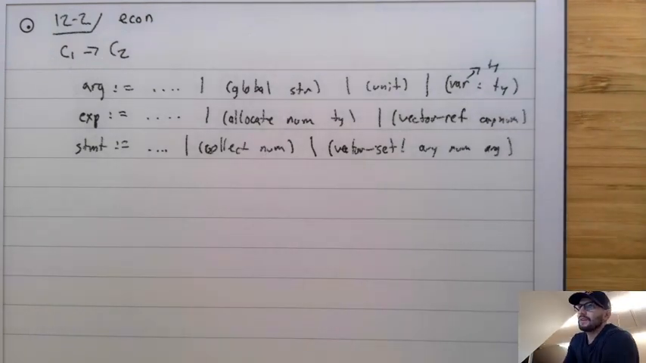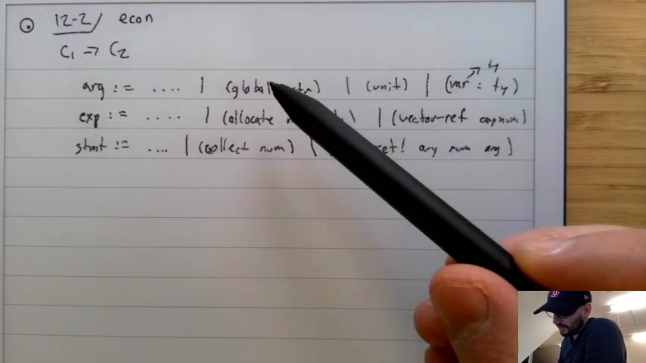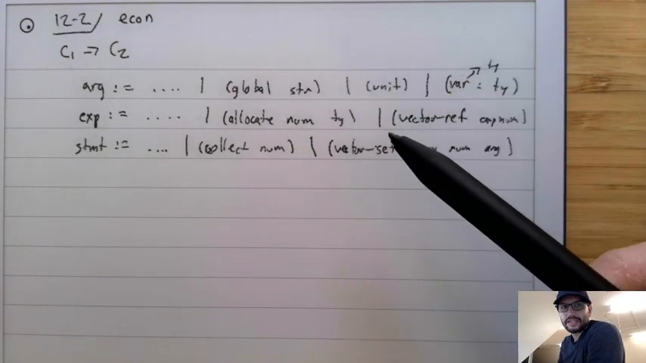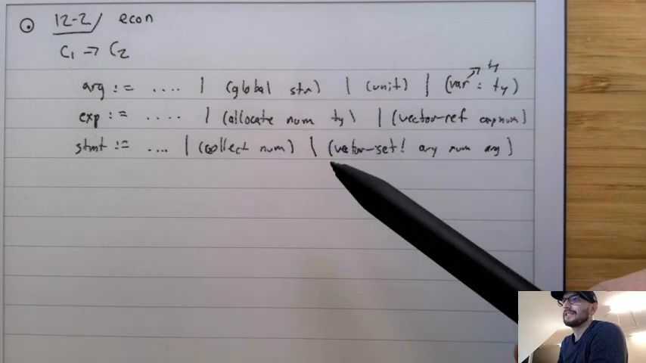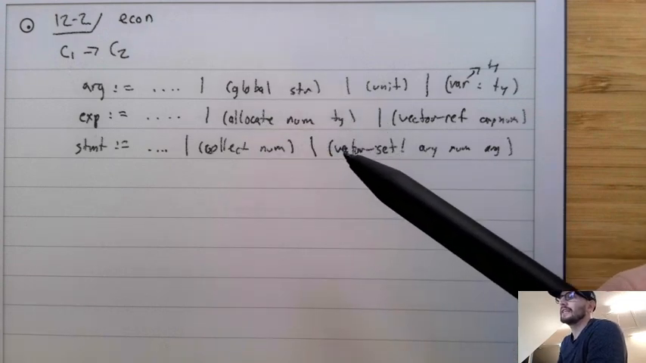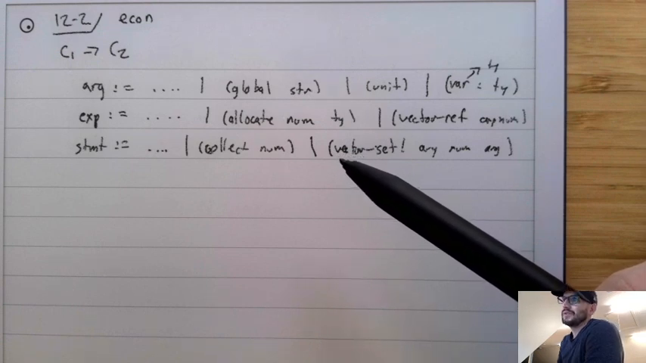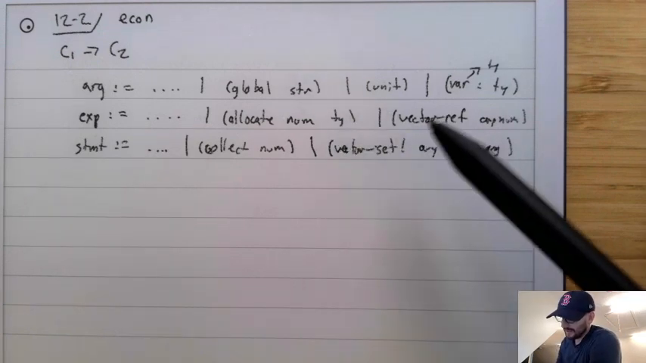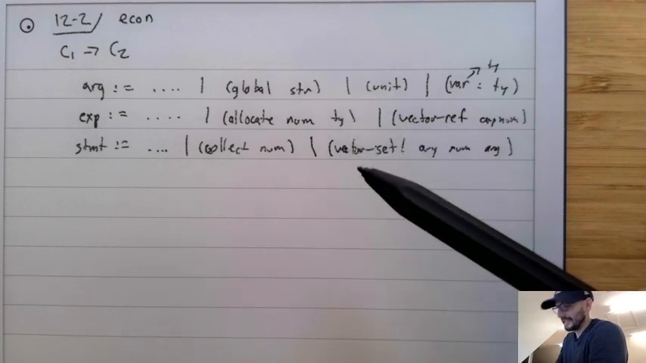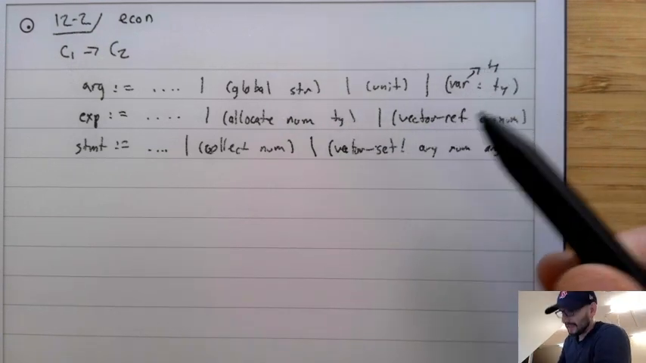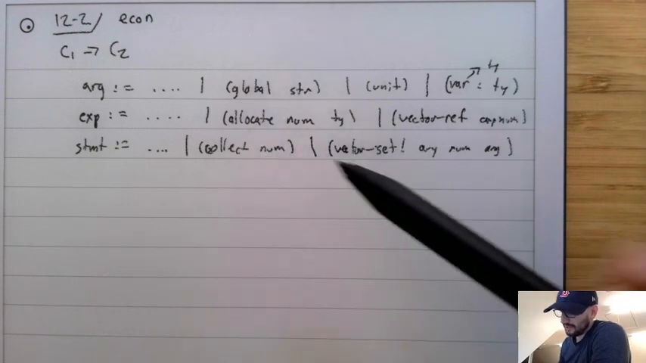Okay, so now let's talk about how econ works. So econ for global and unit is trivial. You just identify those arguments and convert them. It's really allocate, collect, vector ref, and vector set that are more interesting. But even those are pretty straightforward because vector ref and allocate are just other examples of expressions, because they will appear on the right-hand sides. Really, it's only noticing that you don't need these variables.